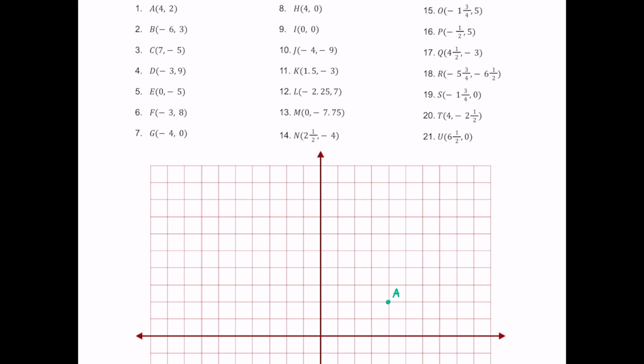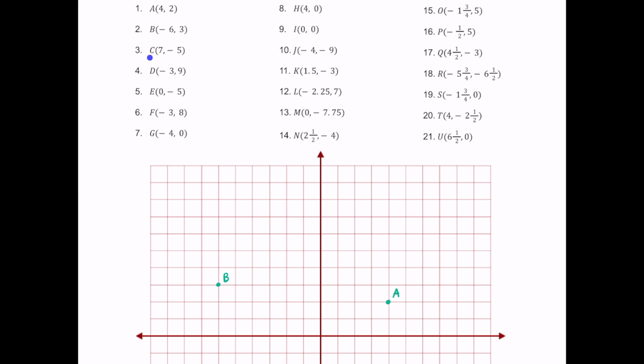For number 2, we have point B, which is going to be -6, 3. Again, we're going to start at the origin here, and then the -6 means we're going to move 6 units to the left. 1, 2, 3, 4, 5, 6, and then we're going to move 3 units up afterwards. So 1, 2, 3, because it's a positive 3. So we're going to go ahead and put a point over here, over in quadrant 2, and this is going to be labeled as point B.